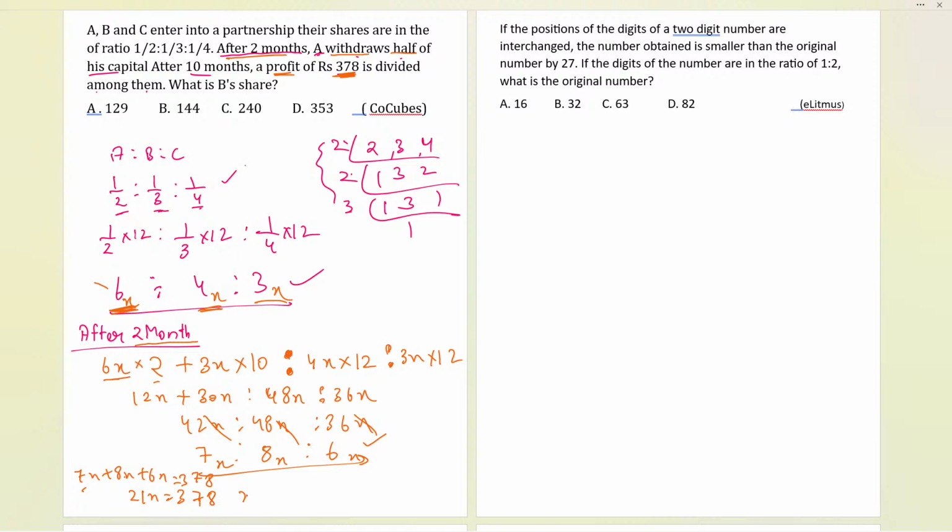Now let us divide. So x will be 378 divided by 21, which is 18. So x is 18. Now what do we need? We need B's share. B is in between, because we were considering A's to B's to C's. So 8x we need to find. 8 times 18 we will be getting 144 as the answer. B is the correct answer.